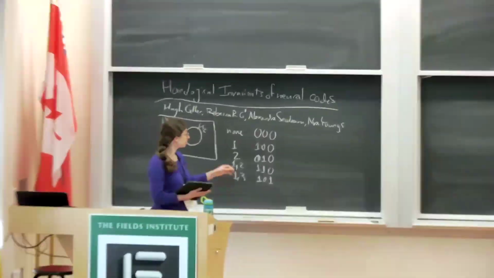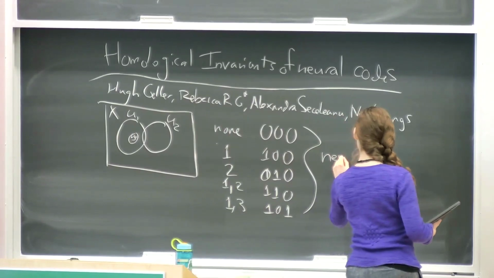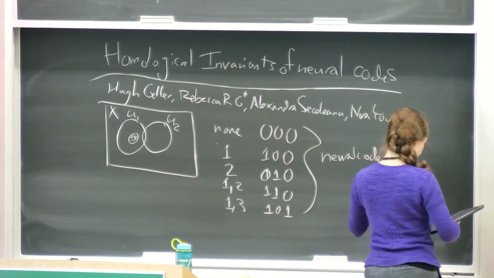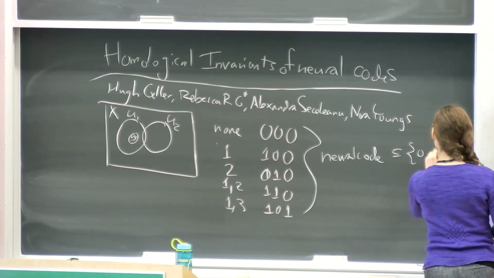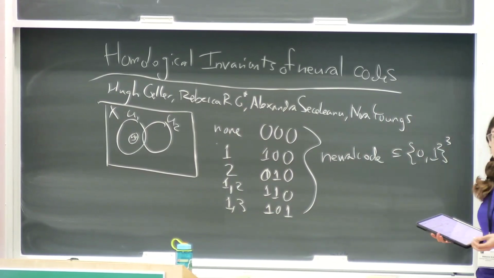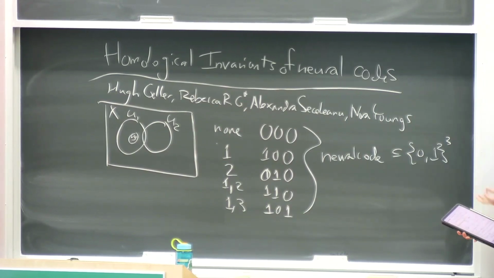If we look at this collection of what are called code words, this is the neural code. It's going to be a subset of all binary strings of length 3, or if you have n neurons, of length n. This is inspired by place cells, but in fact there are lots of aspects of the brain where recording a neural code is useful, particularly in the olfactory system. Or if you had anything with binary code words, you could study this as well.